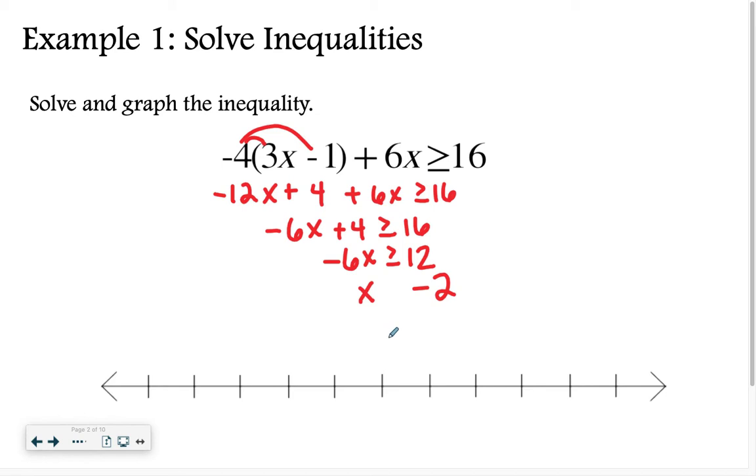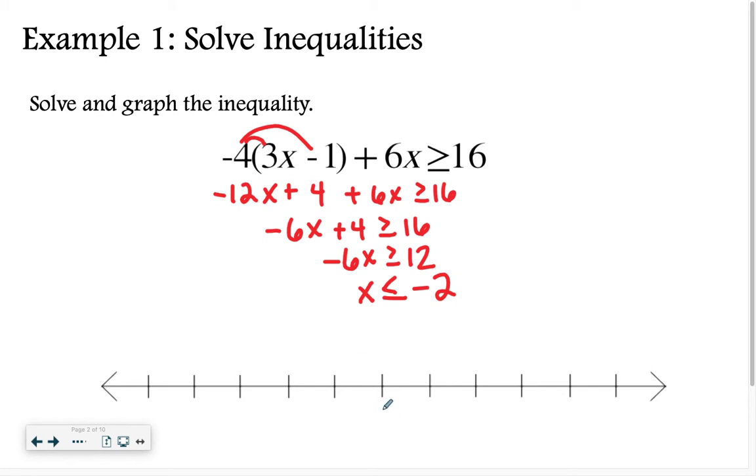And then a rule that you may remember from pre-algebra is anytime you multiply or divide both sides of an inequality by a negative, so when you're moving that negative from one side to the other by multiplication or division, you have to flip your inequality sign. So instead of greater than or equal to, it becomes less than or equal to.